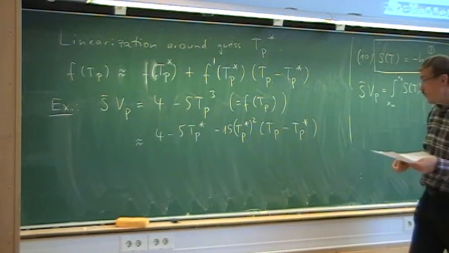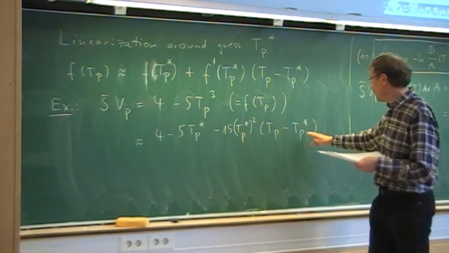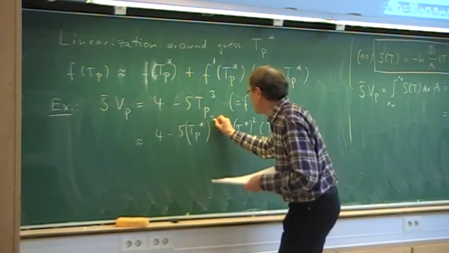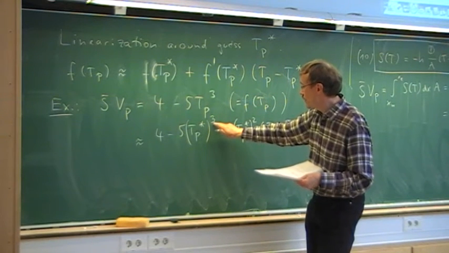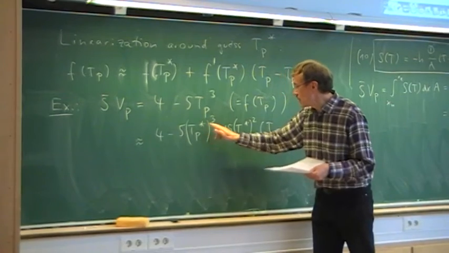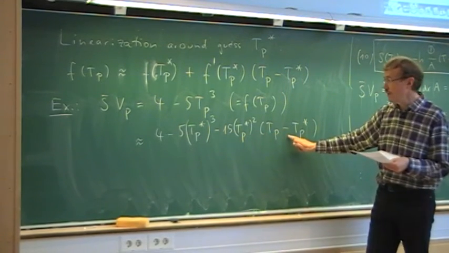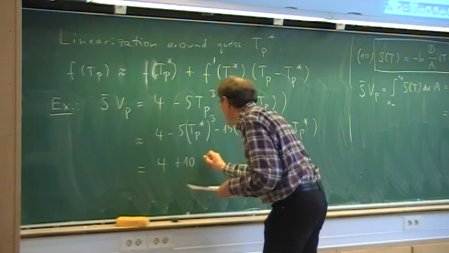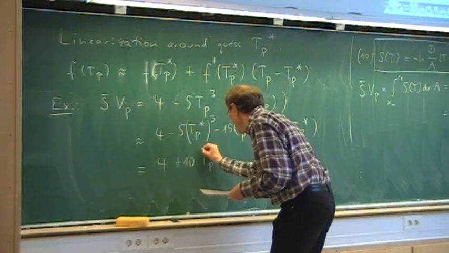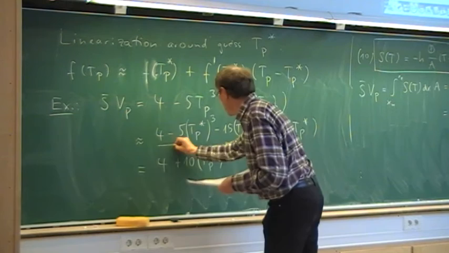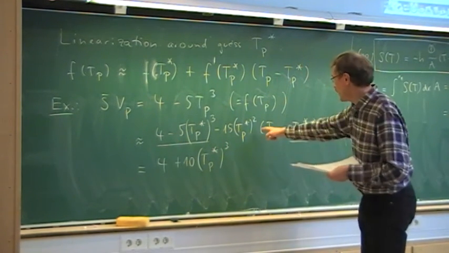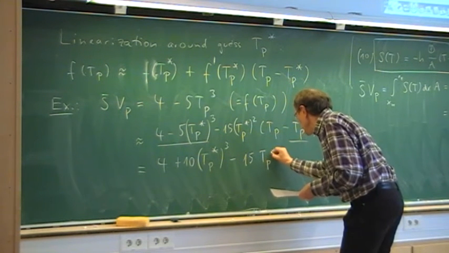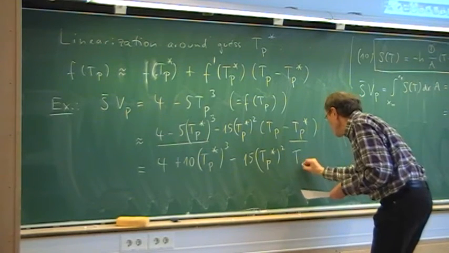So we are using this recipe here. And now we see we get here a plus 15 Tp star. Here I forgot something. This is to the power 3. This is important. So here I forgot the power 3. Here we get minus 5 Tp star cubed. Here we get minus times minus, plus 15. So this gets 4, and then we get plus 10 Tp star to the power 3. So that is taking this into account and this into account, and then we get here something left, which is minus 15 Tp star to the power 2 times the Tp.